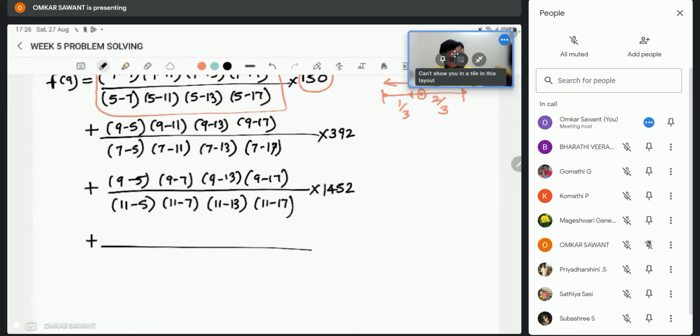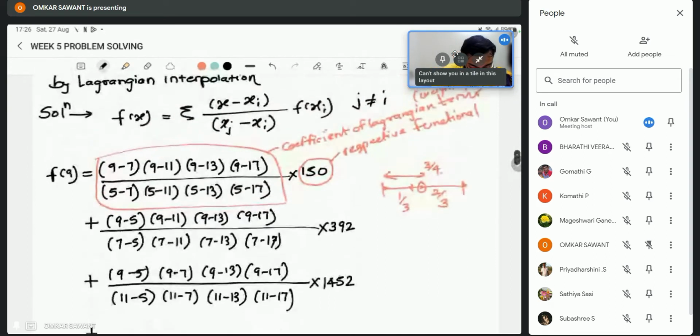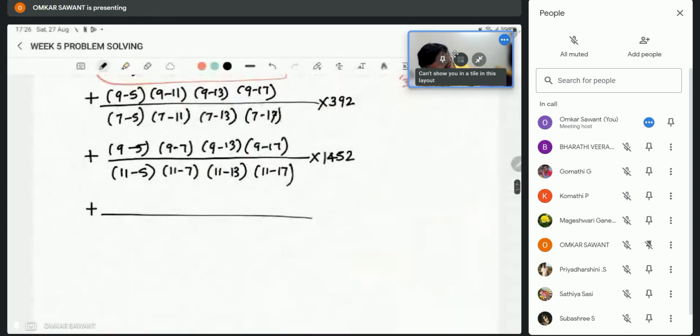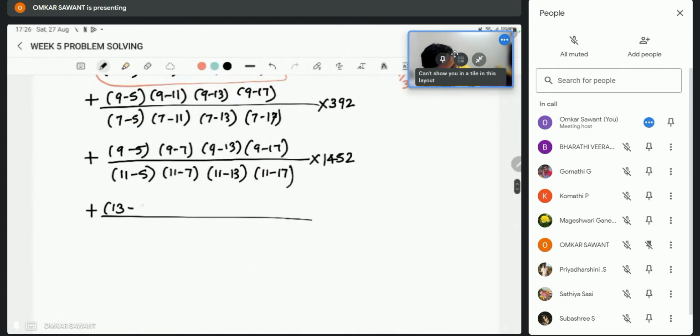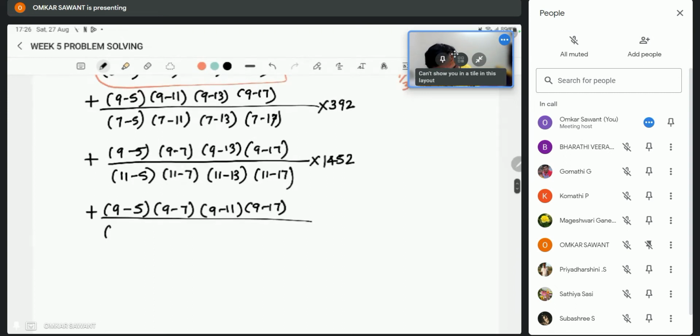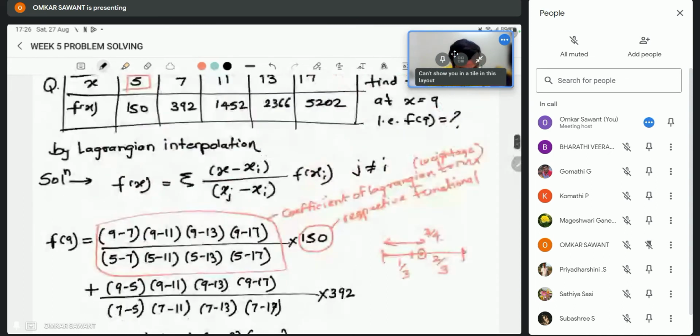Fourth term. Fourth term is what? With respect to 13. So all the other terms than 13, right? And distance from the 13. Correct? Value is 2366.